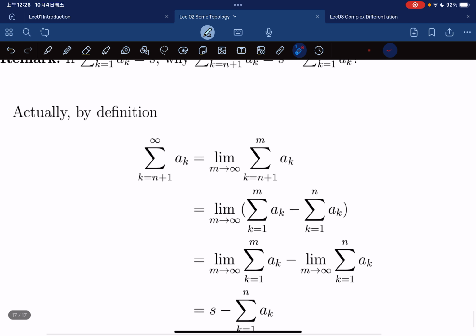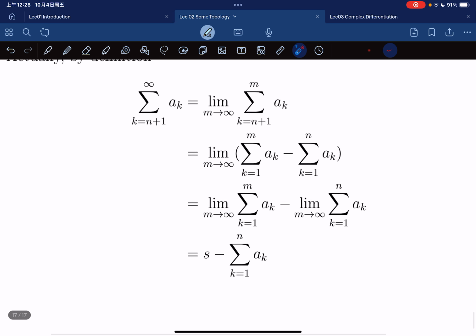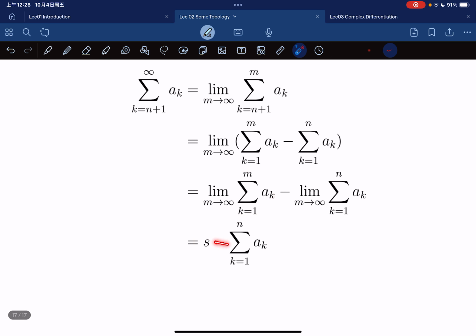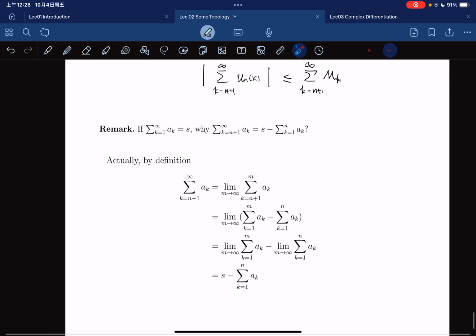To verify this is just by definition. Because this thing is equal to this by the definition of a series, and this thing is the sum from 1 to m minus the sum from 1 to n, because we're going from n plus 1 to m. So this is the limit of this thing. And we know that this converges, and this is a finite sum, so we can split the limit. And this goes to S minus this, which remains the same. So this is why this is true.